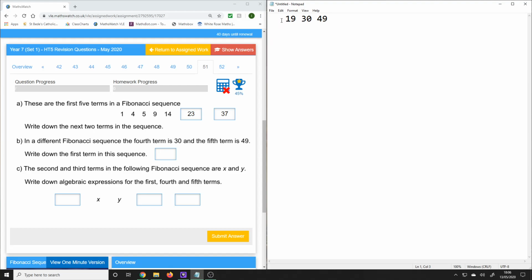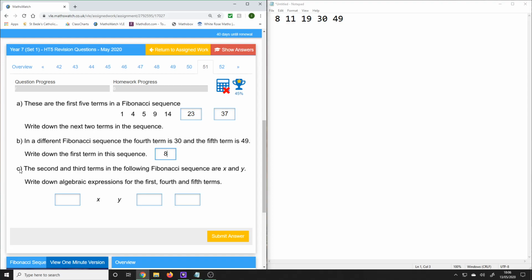Then again, think about what this mystery number here would be. It's something plus 19 equals 30. So that's going to be 11. 11 plus 19 equals 30. And then again, to find the first term, the answer to the question, what plus 11 is 19? Well, it's going to be 8. So the first term, first, second, third, fourth, fifth, the first term in our sequence is going to be 8.